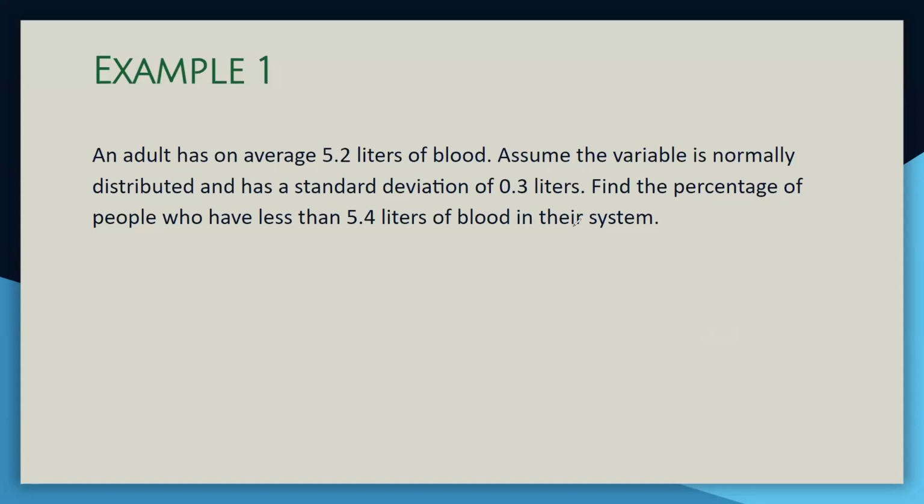So reading that problem, they give us an average or a mean, 5.2 liters. And then they say, assume the variable is normally distributed. And we know that the variable is the liters of blood in an adult. And they give us a standard deviation. And then it says, find the percentage of people who have less than 5.4 liters of blood in their system.